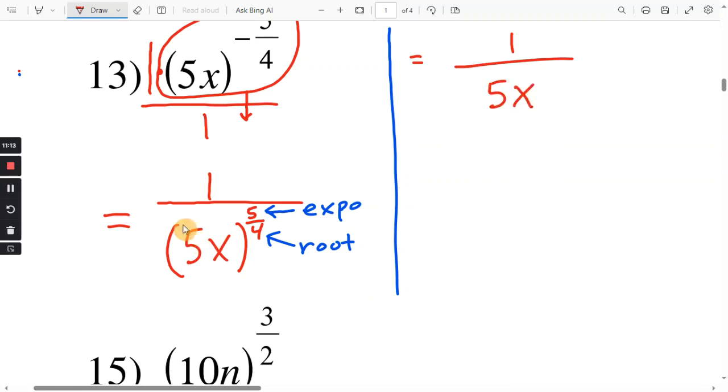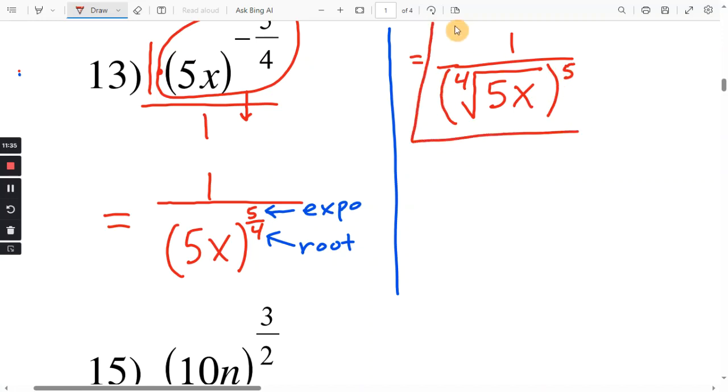Okay, see the parentheses around the 5x, so the entire 5x has a radical symbol. The root is 4. The root goes right outside. And the exponent is 5. So you draw the parentheses, and that is to the 5th power. So that's the form they want it in. Final answer.